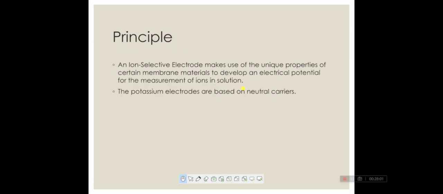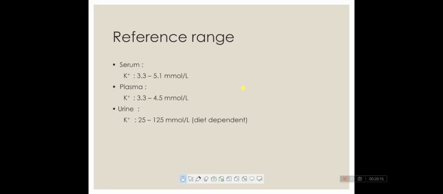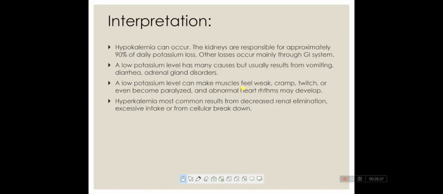So potassium. For assaying potassium, ion selective electrodes are used, which develop an electrical potential that is then measured, and the potassium is measured in the serum. In serum, the potassium level is 3.3 to 5.5 millimole per liter. In plasma, it is 3.3 to 4.5 millimole per liter, and in urine it is 25 to 125 millimole per liter, depending upon the diet taken by the person.